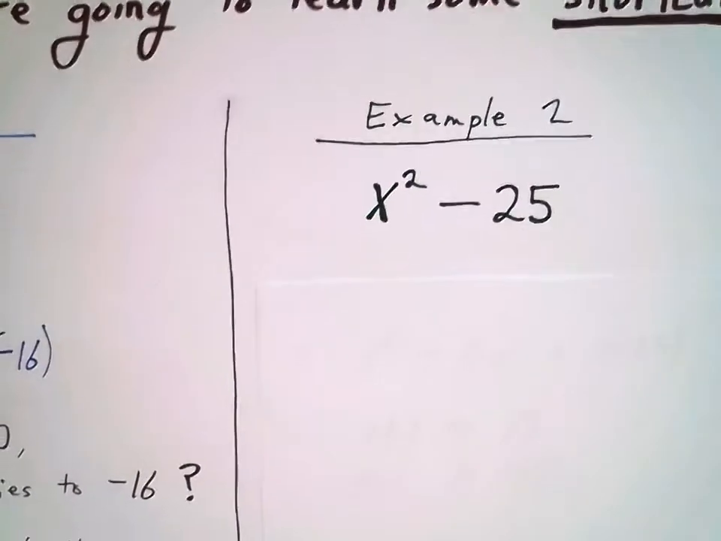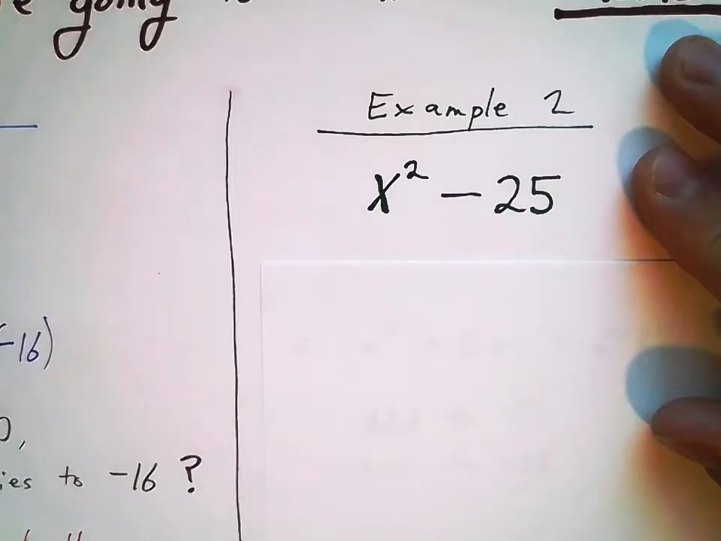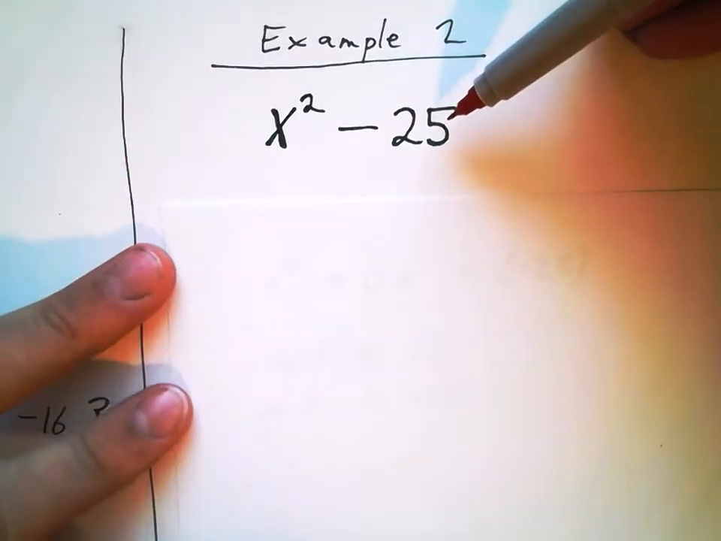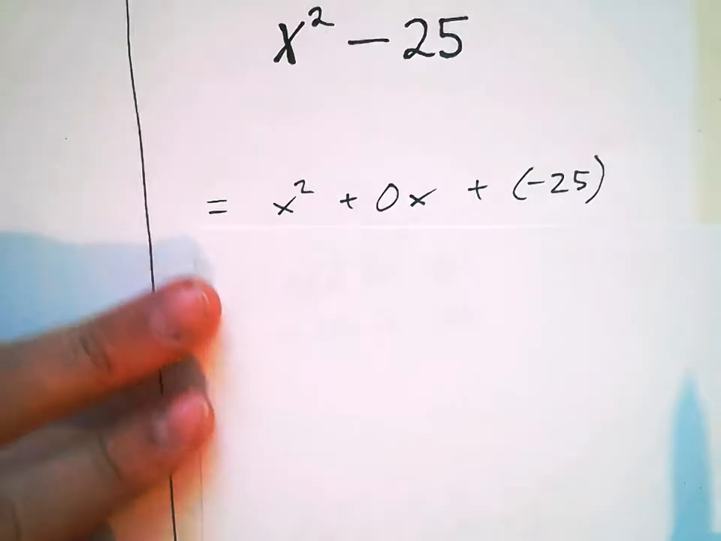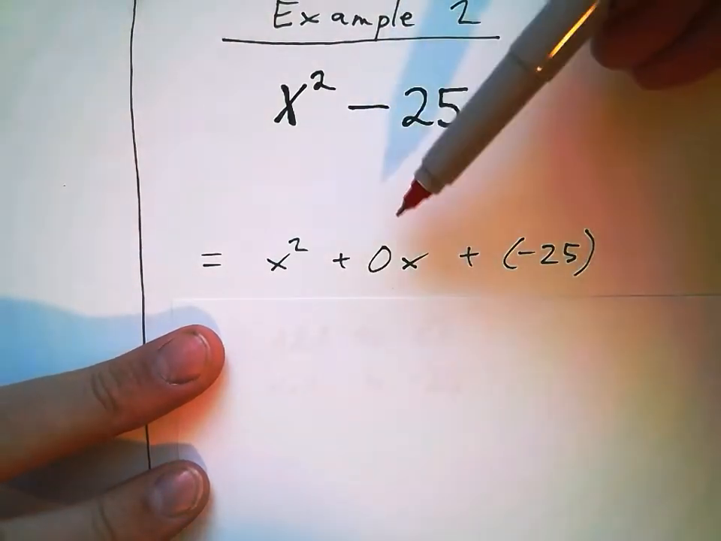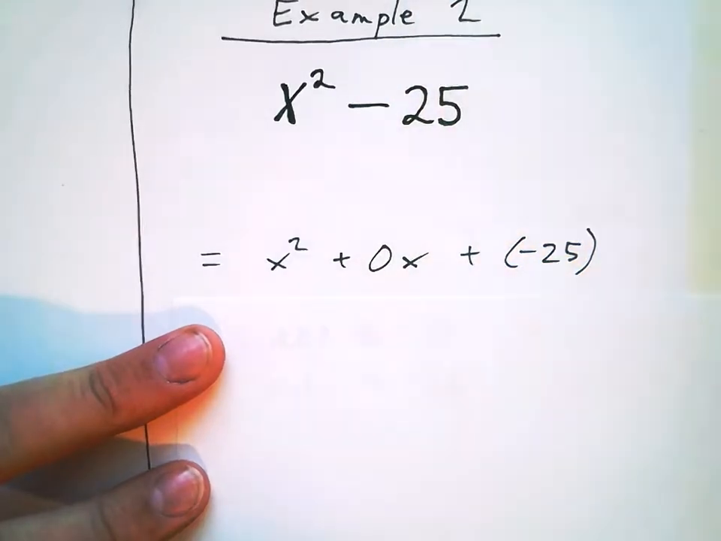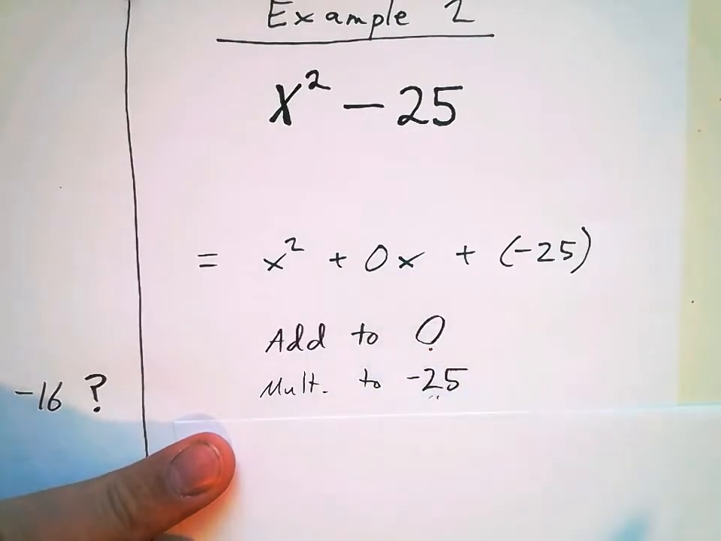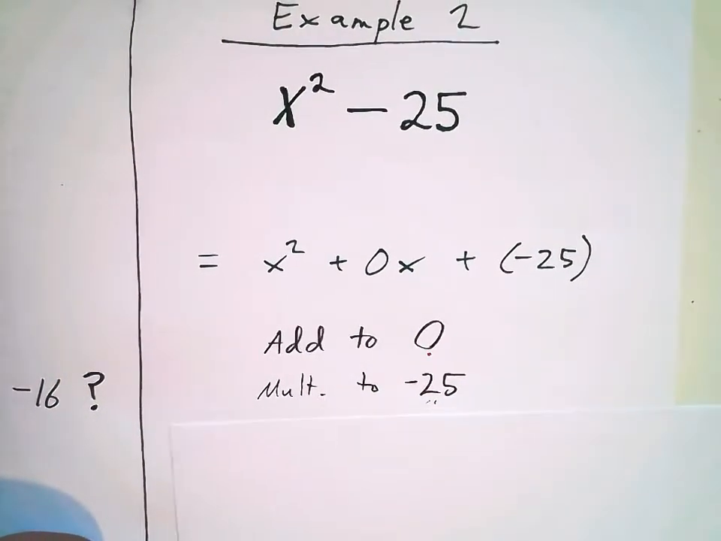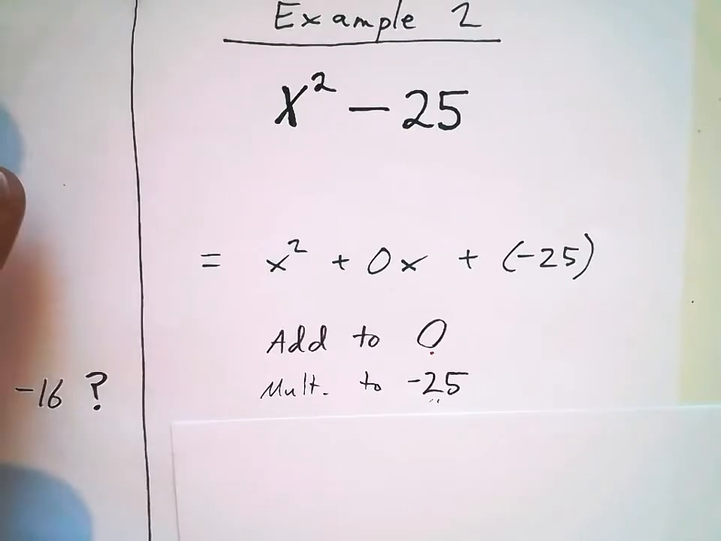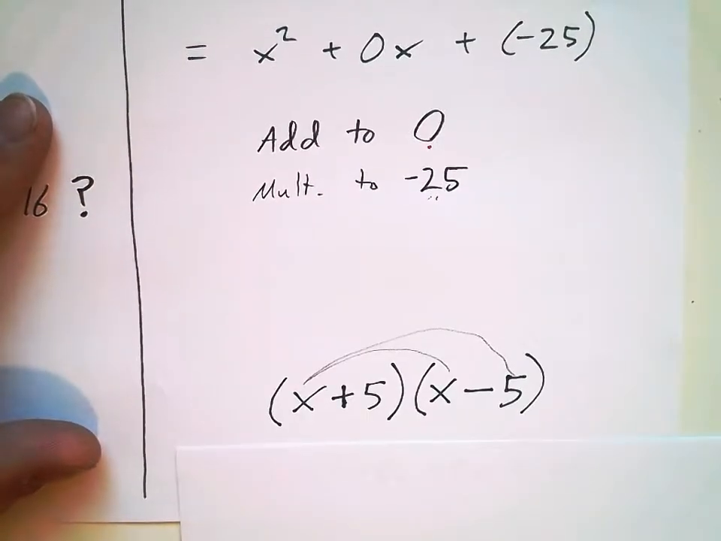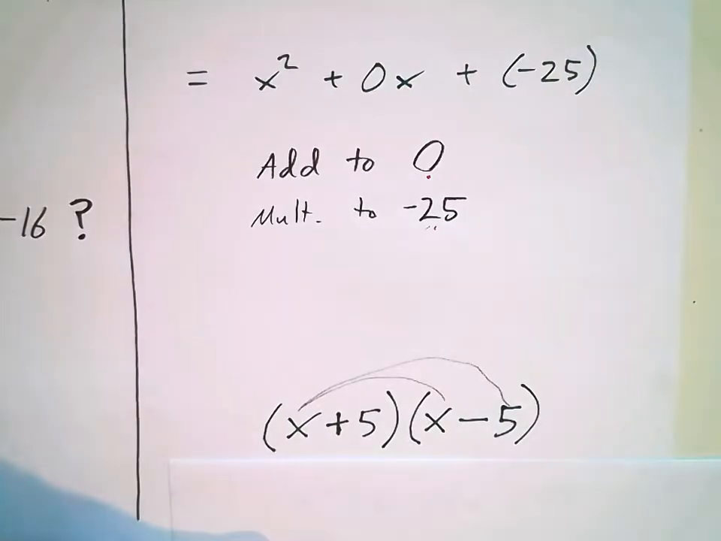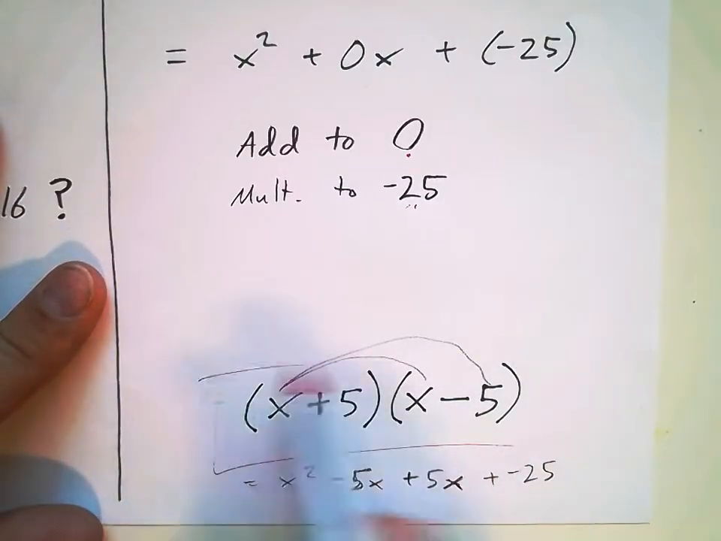Another example, x squared minus 25. What two numbers will multiply together to be negative 25, but add together to get you a 0, since there's no x in the middle? What two numbers multiply to negative 25 but add to 0? You might think 5 times 5 is 25. If I do 5 and negative 5, that will get me negative 25, and they'll add together to get you the 0 in the middle. So this is the answer for that example.